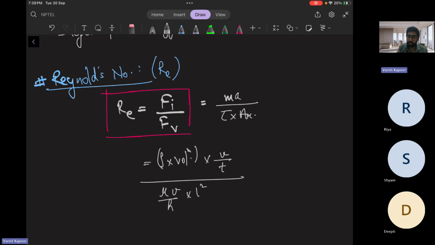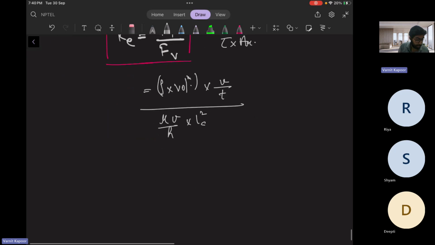L is nothing but your characteristic length. Let us define it by LC. So volume is LC cube. Density is density. Volume is LC cube into what is speed? V only. What is time? Time is time only. So speed and speed cancel out basically. Or you can say LC by T. So volume is LC cube into LC by T.